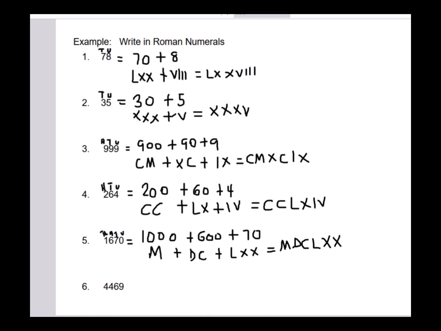So the last example, we still write our unit, tens, 100, and 1,000. Whoa, so we have 4,000, 400, plus 60 plus 9.